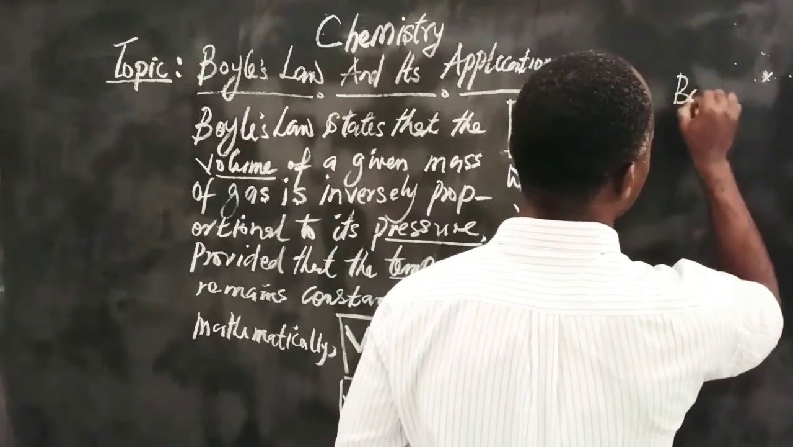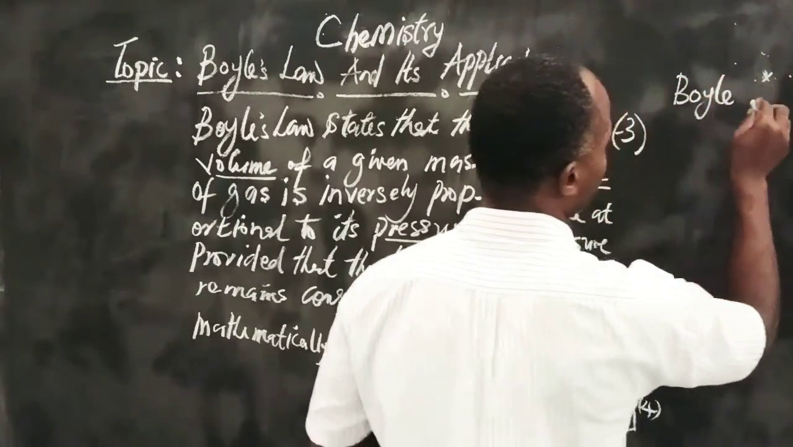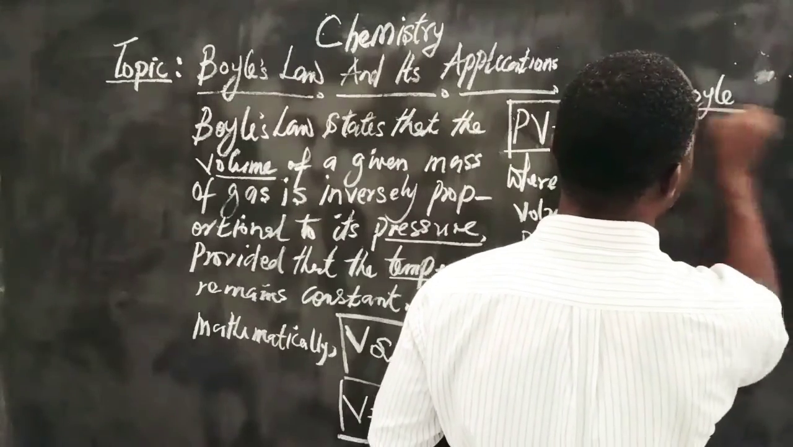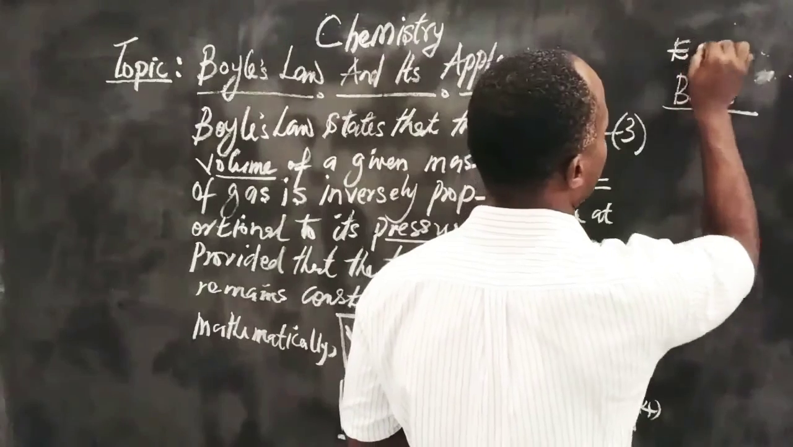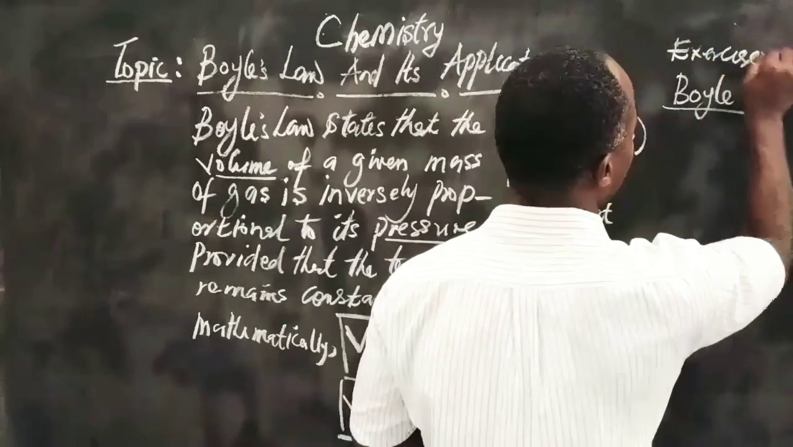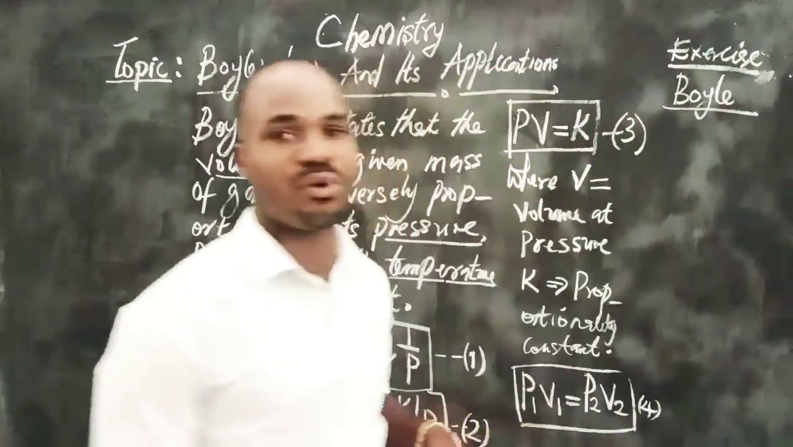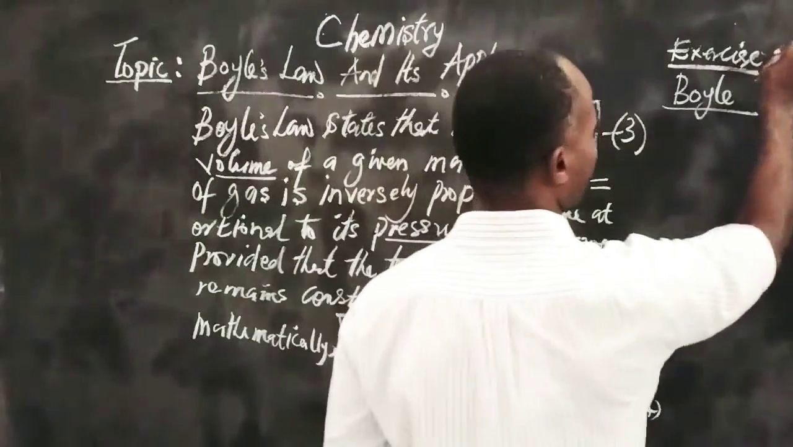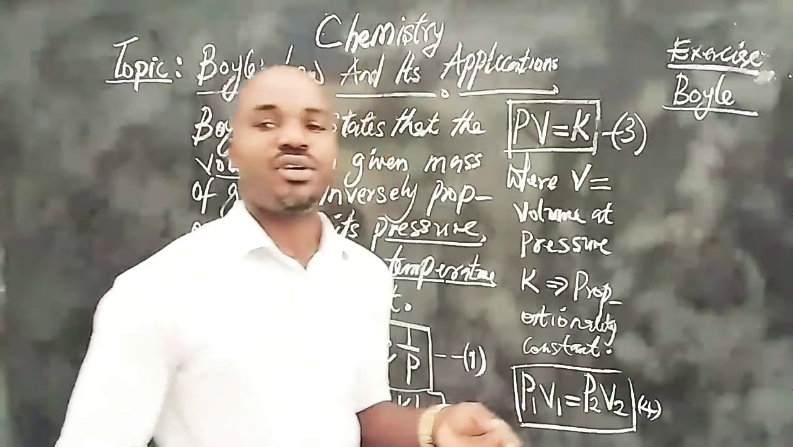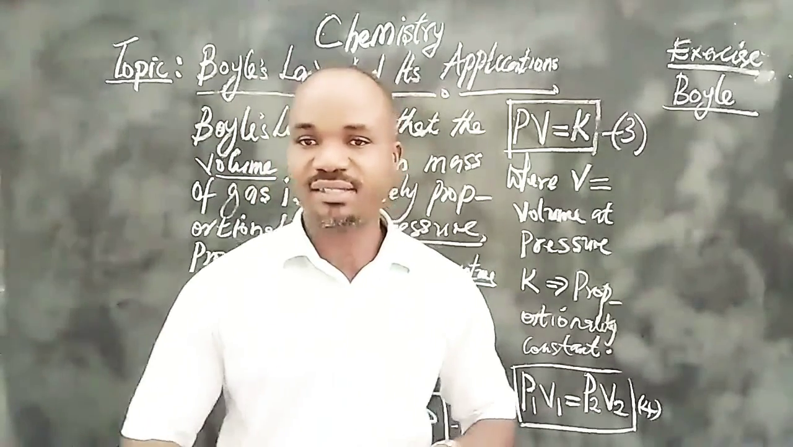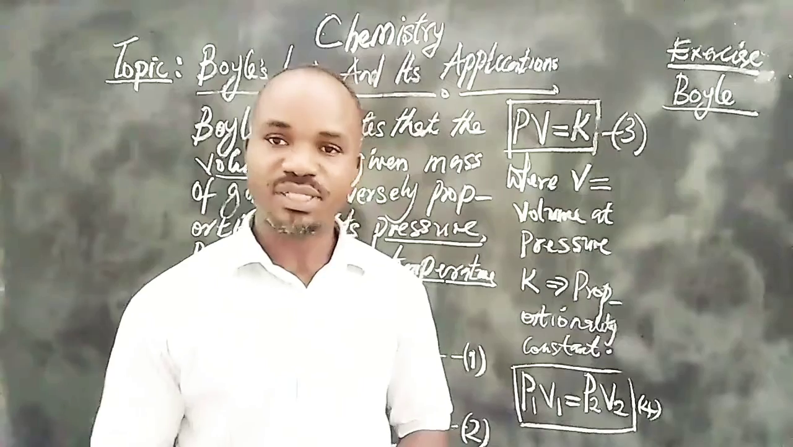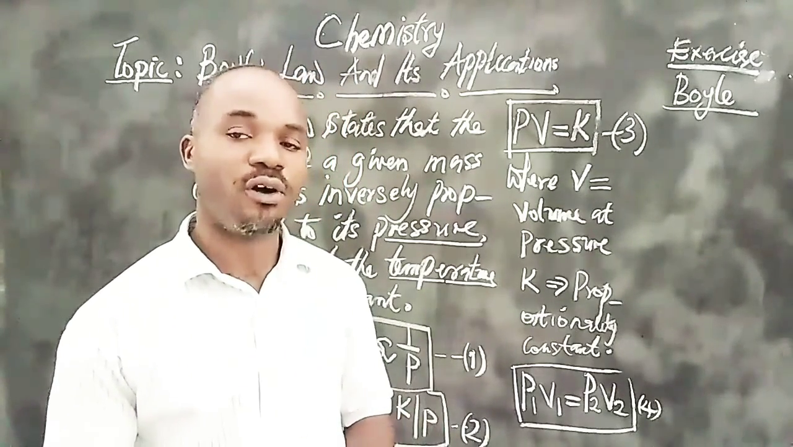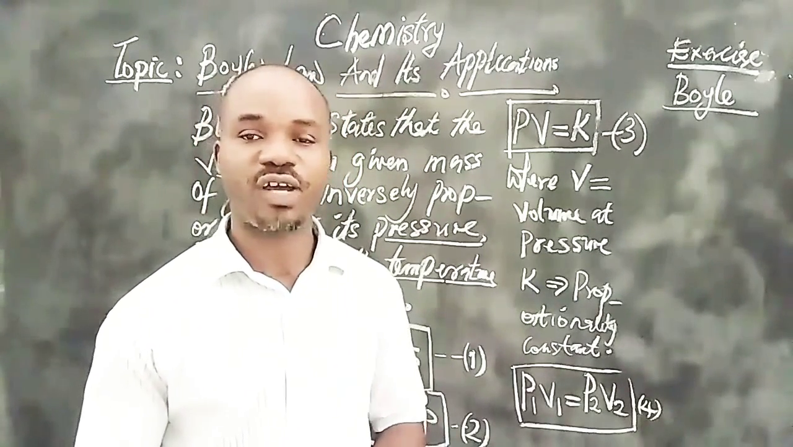Boyle's Law application. So we have this as an exercise, exercise 1. A certain gas of volume 385 cubic centimeter has a pressure of 775 millimeter mercury.